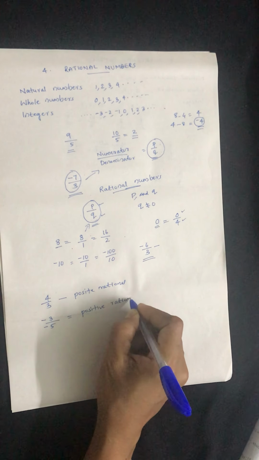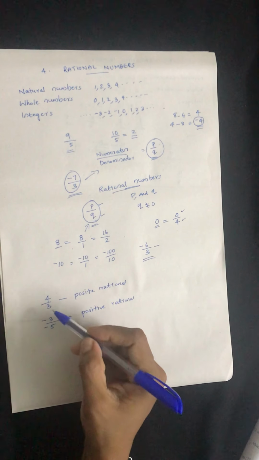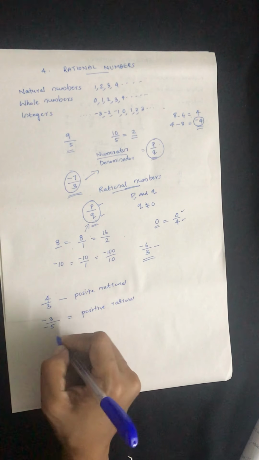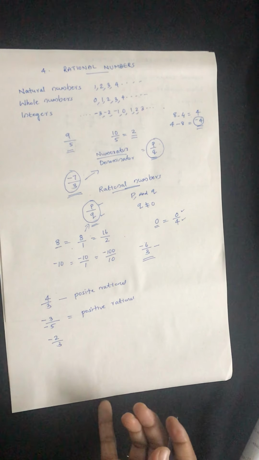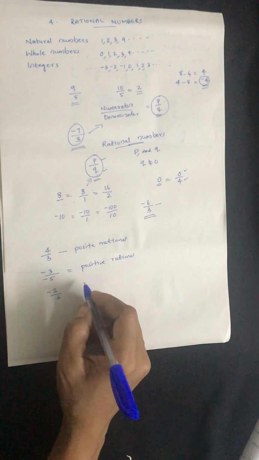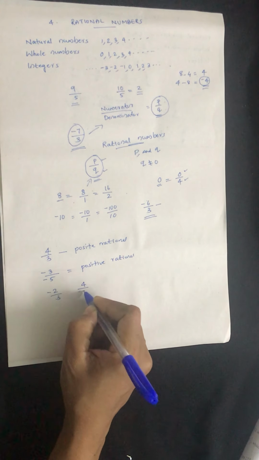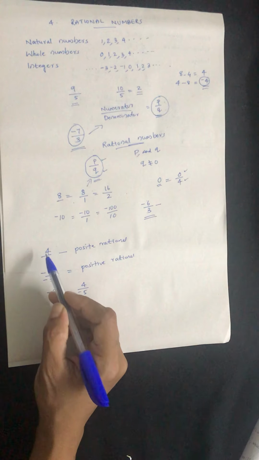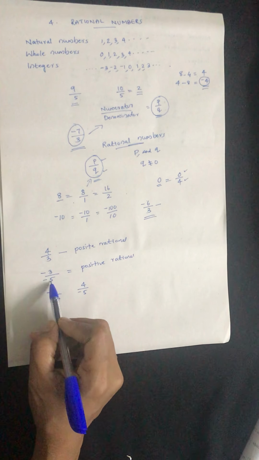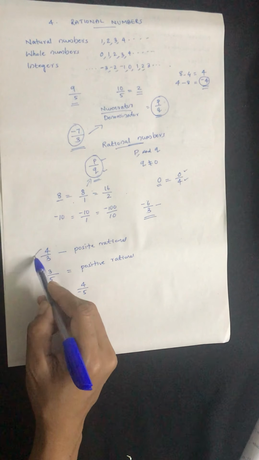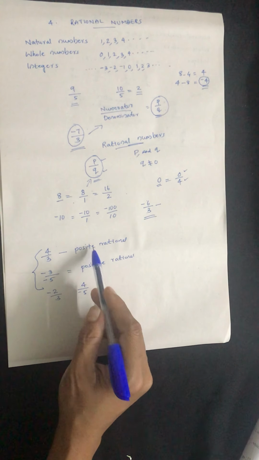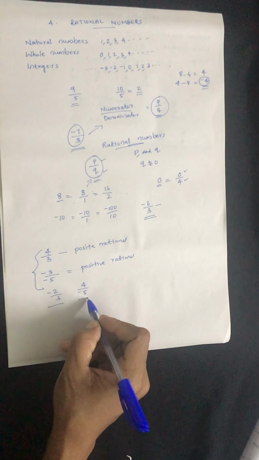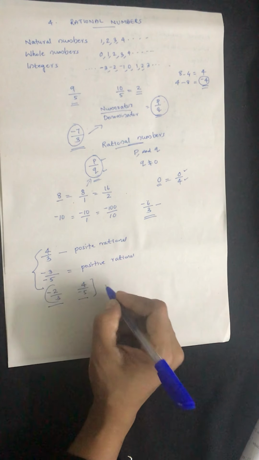And if any one of the numerator or denominator is negative, that will be a negative rational. An example, minus 2 by 3 is a negative rational, and 4 by minus 5 is also a negative rational. So if both the numerator and denominator are positive, or both are negative, that set of rationals is included in the set of positive rationals. And if any one of numerator or denominator is negative, that will be negative rationals.